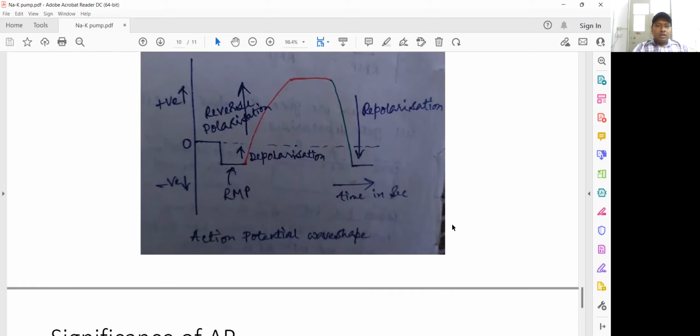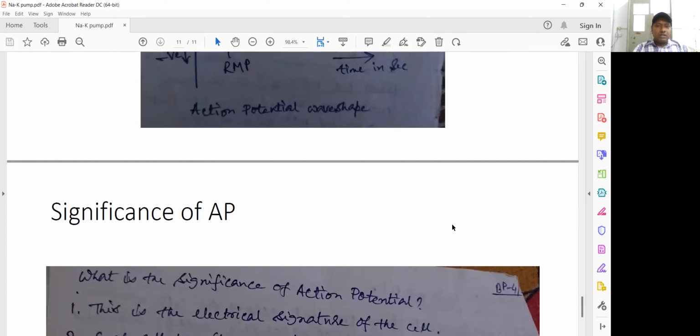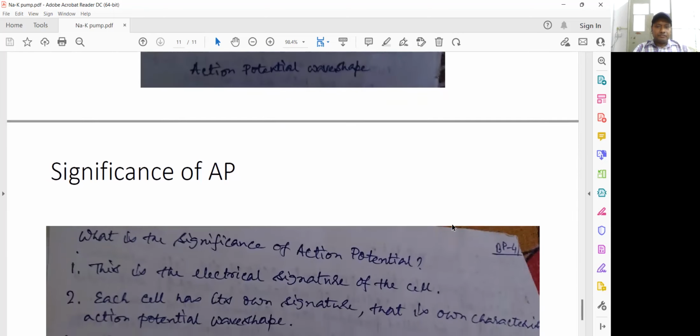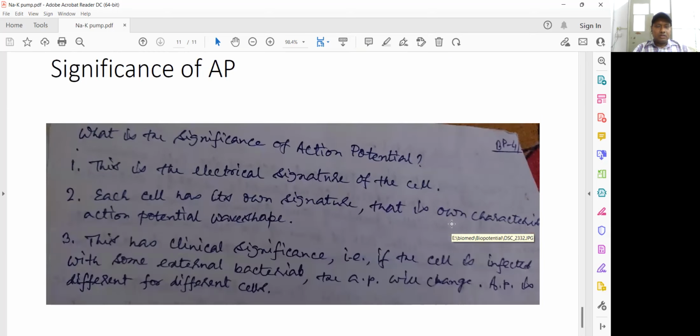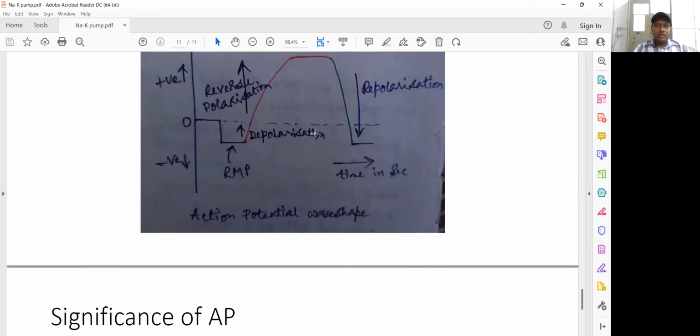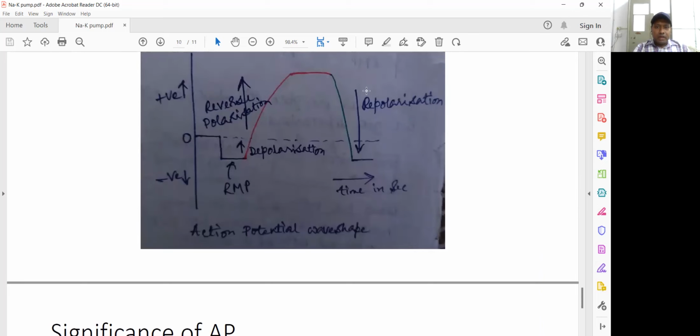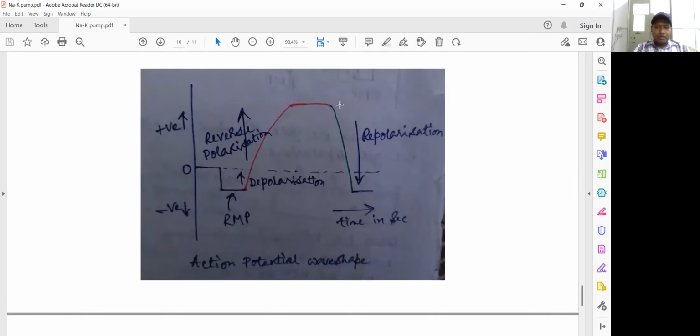Okay, now let us see what the significances of the action potential are. The significance of action potential is that this is the electrical signature of the cell. Electrical signature means what? That if the cell is a nerve cell, this particular wave shape will be different than if the cell is a muscle cell.